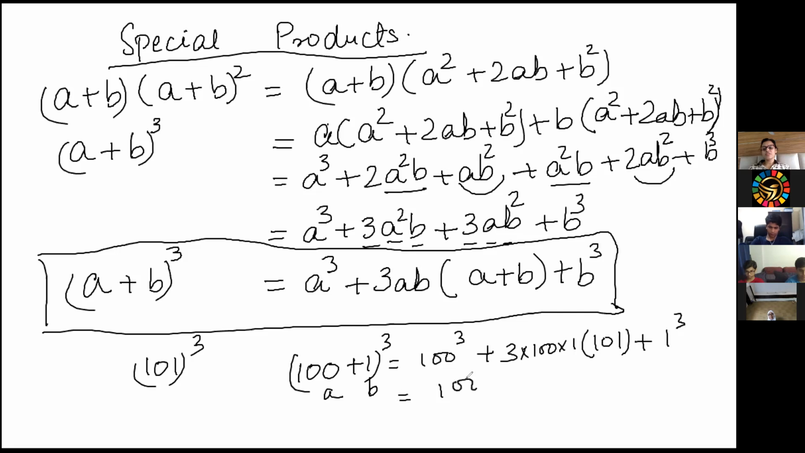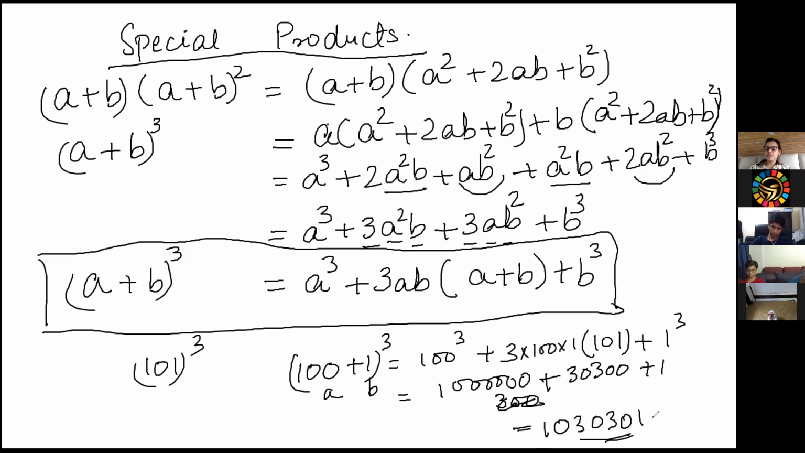So actually your answer comes out to be 100 cube, meaning 6 zeros, plus 300, not 300, sorry, it is 300 into 101. So you have to multiply it with 3 first. So 303 and 2 zeros, 30300. So here you will add 1000000 plus 30300 plus 1. Add all these and you will get the answer of 101 cube. Okay, so it is 1030301.